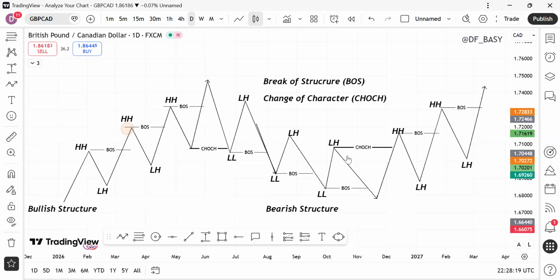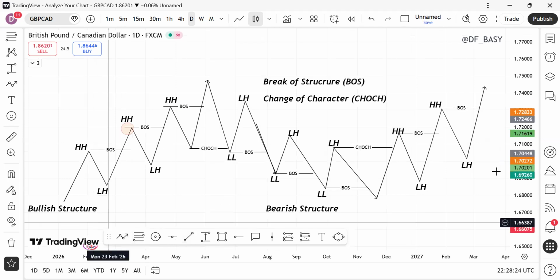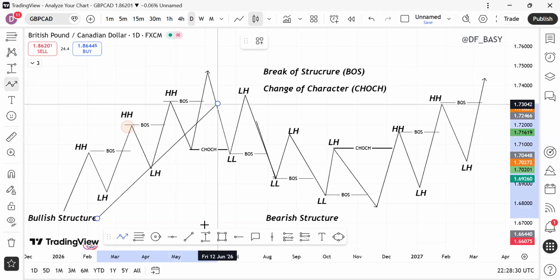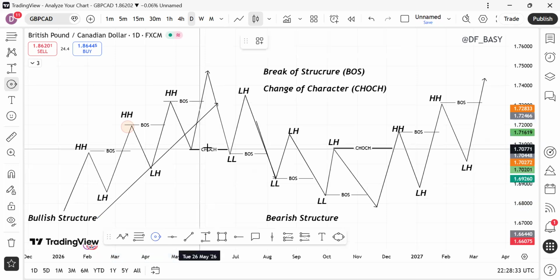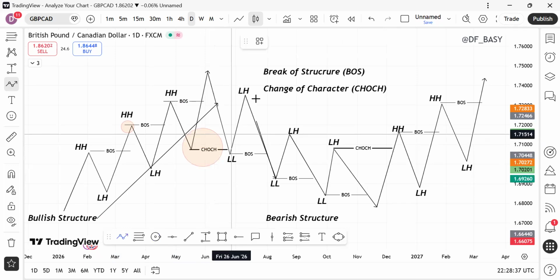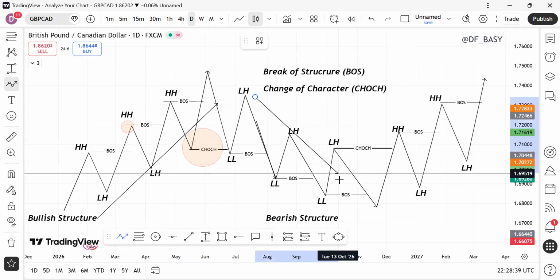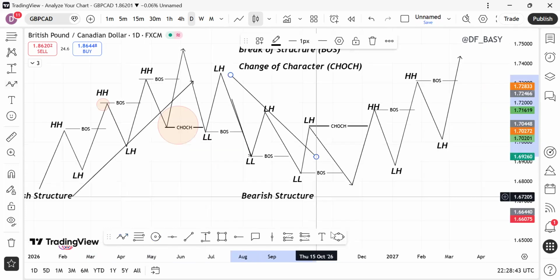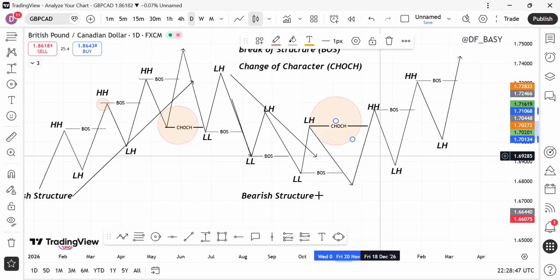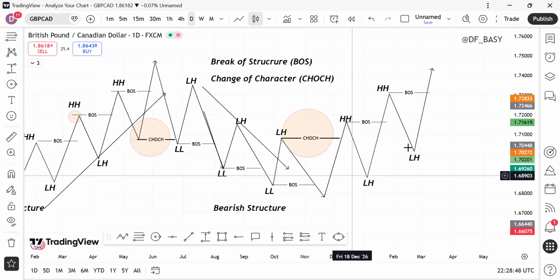So now, market was bullish from here to here. When did the change occur? The change occurred here. There you have a change of character. Then from there, market became bearish. Market was now in a downtrend. So over here, where did the change occur? The change occurred here. We have a change of character. Then market became what? Bullish over here.